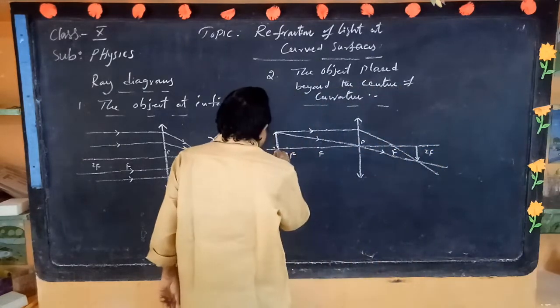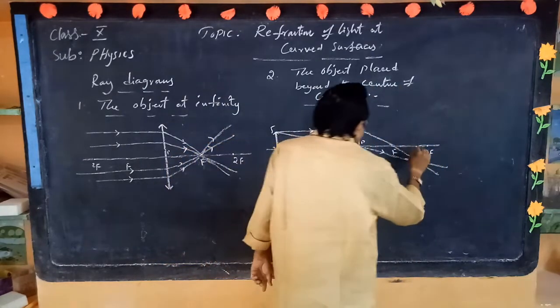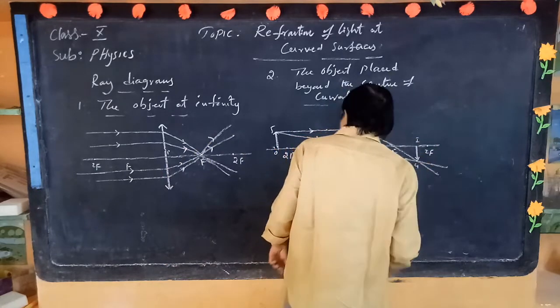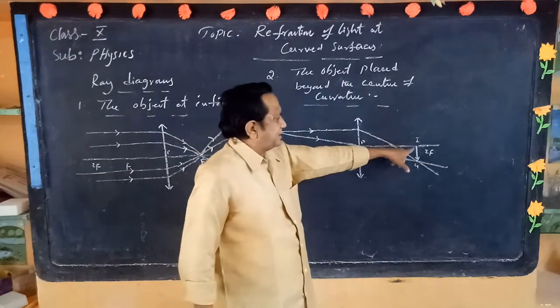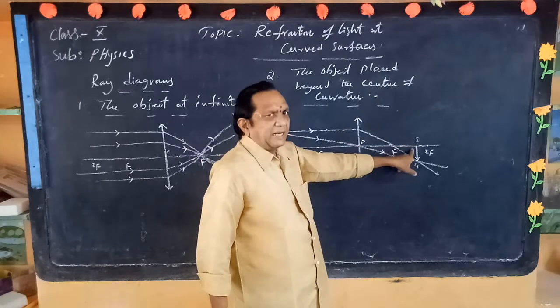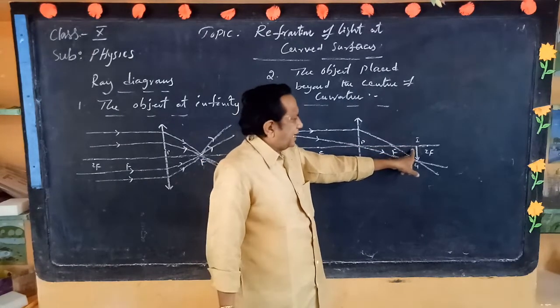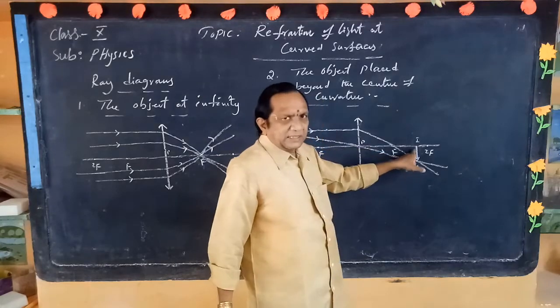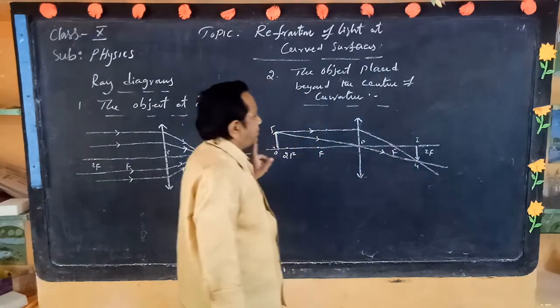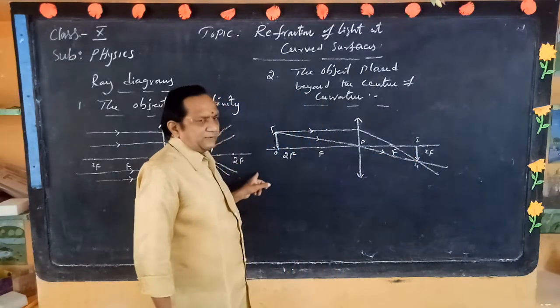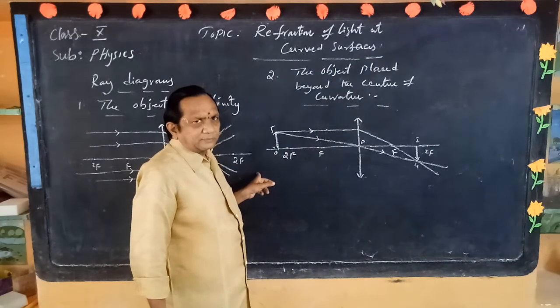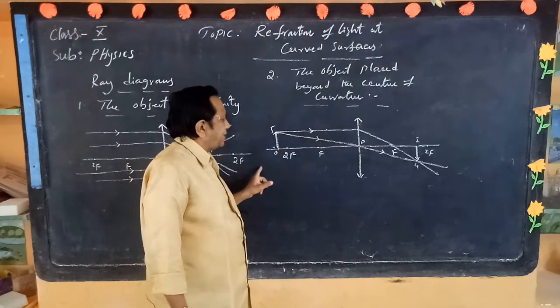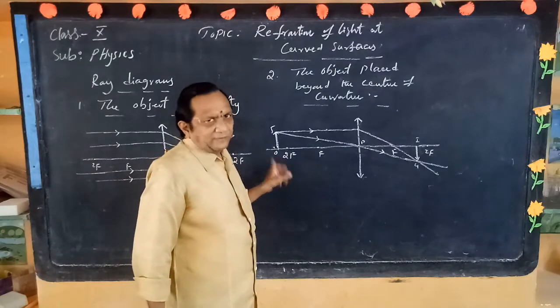As the object is upright, the image is inverted. This image is real and inverted, and smaller than the object size. The image size will be less than the object size. So a smaller image will be formed when the object is placed beyond the center of curvature.